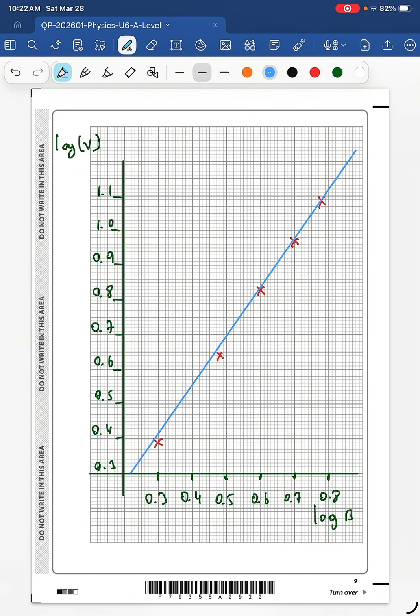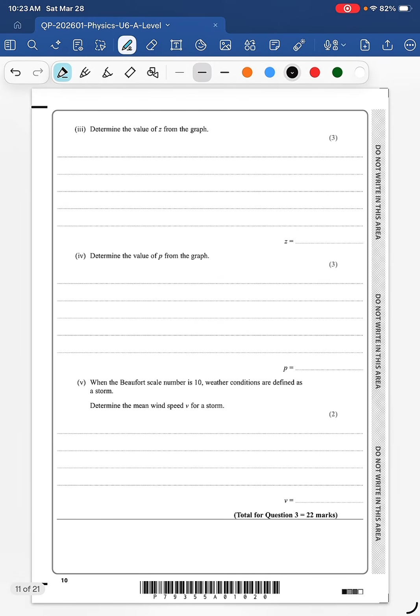So yeah, that looks good. And again, the trick is to make a line that passes through all points, and there must be as many points above the line as there are below the line. But okay, this is good enough. I hope this is clear. Let's move on to question 3.